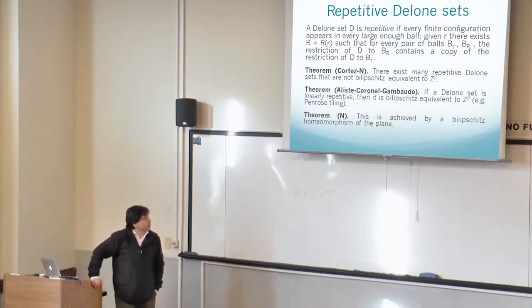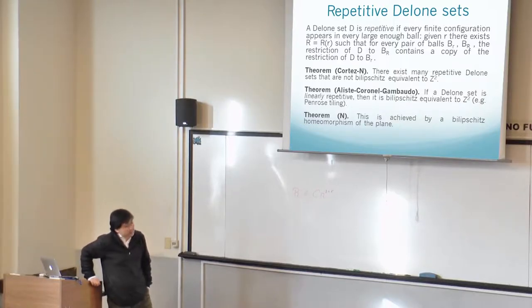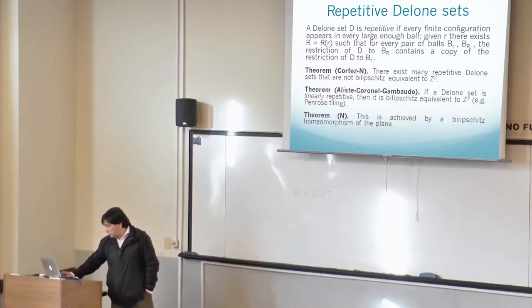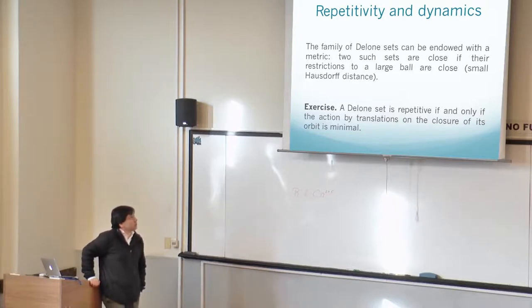Okay, but the point is that we wanted to add repetitivity to the construction of Burago, Kleiner, and McMullen, and we managed to do that. And actually, we managed to do that in many different ways. And it is here where dynamics appears. And the point is that you can restate the property of being repetitive in dynamical terms.